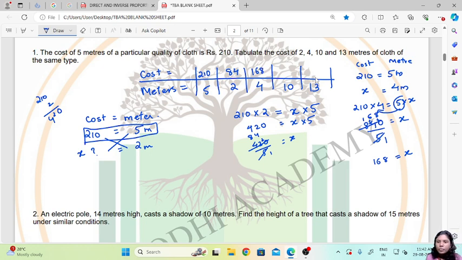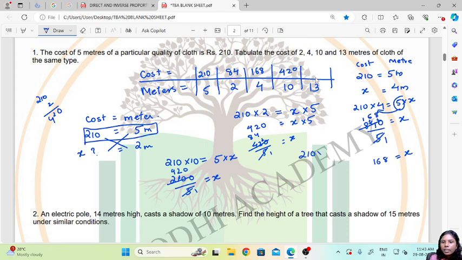Sorry, 168 rupees. Similarly, next we do for 10 meters. So for 10 meters it will be 210 into 10 equals 5 into x. So this will be 2100 upon 5 equals x. So 5 ones are 5, 5 fours are 20, 5 twos are 10 and 0. So 10 meters will cost us 420 rupees.